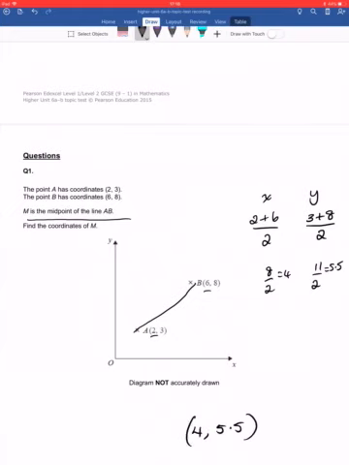You could also have just drawn it in and said, right, so we've gone from 2 to 6, so I've gone 4 along. I've gone from 3 to 8, so I've gone 5 up. What would be halfway that? And half of 4 is 2, and half of 5 is 2.5. And just remember to add it on to your original coordinates, which was 2 and 3. Okay.